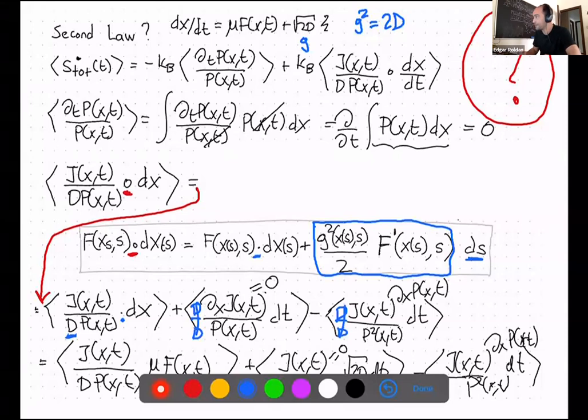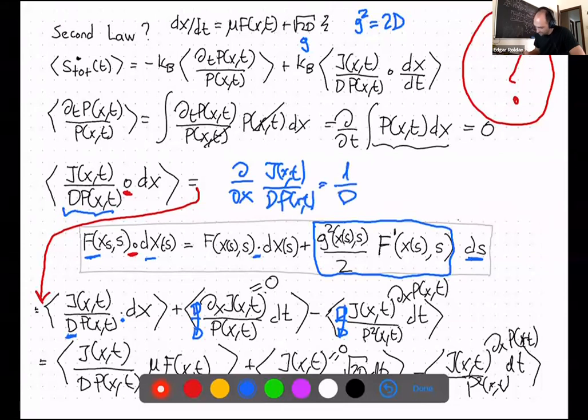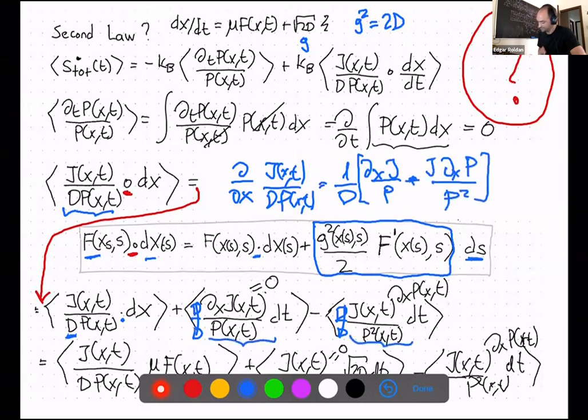The second thing is that there is f prime here. This is for f times dx, but now we have J divided by DP times dx. So we have to do the derivative of J divided by DP. The derivative with respect to x: we take out the D, and then the first term will be partial x of J divided by P, and the second will be J partial x of P, actually with a minus, divided by P squared. These are the two terms that appear here and here, right?